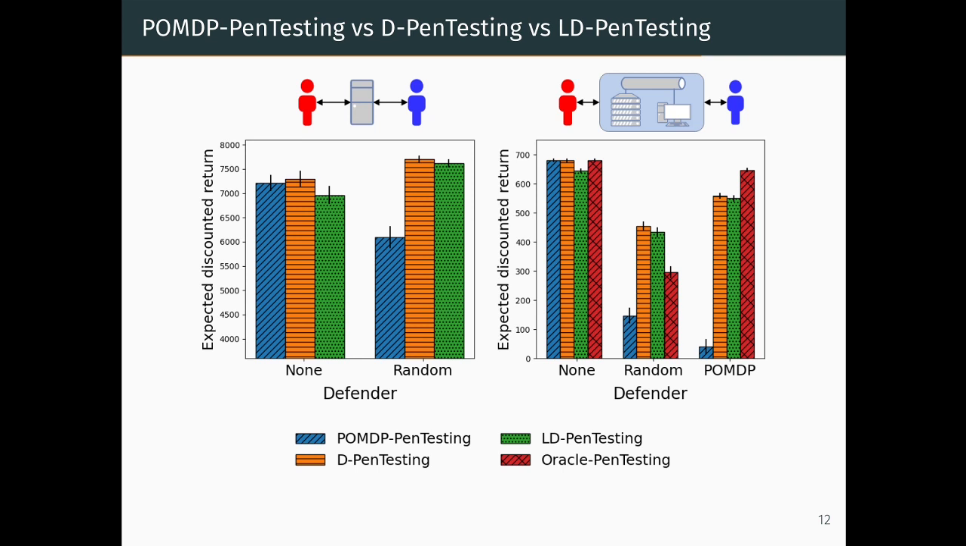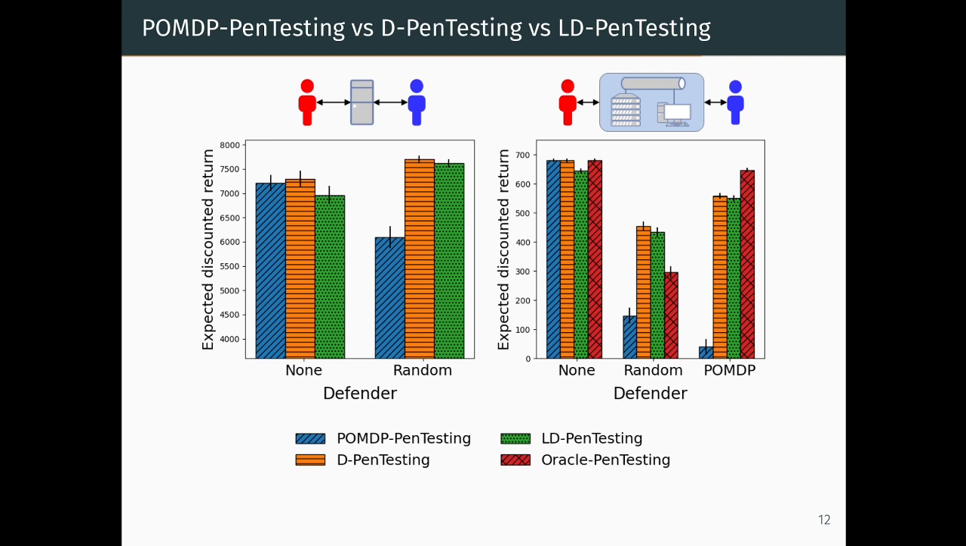Here we show the performance of POMDP pen testing, which does not incorporate any defender, the best D-pen testing agent for the given defender, LD-pen testing, which learns the defender model online, and Oracle pen testing, which is a strong pen tester that has knowledge of the POMDP defender's policy during planning and the defender's next move during simulation. The different defenders we tested against are shown along the x-axis, where the random defender selects a random action at each step, while the POMDP defender uses a policy generated by solving the defender POMDP.